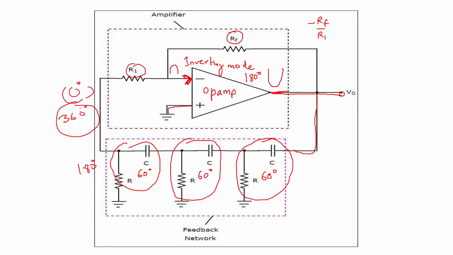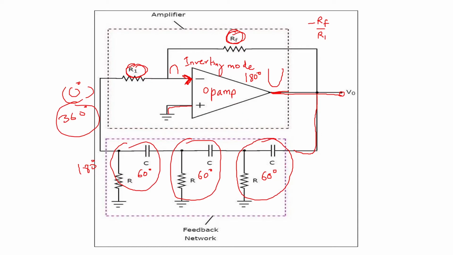So this is the first condition we have maintained. And the second condition: we will see that the gain of the amplifier, which depends upon the RF and R1 resistors, will be equal to the reciprocal of the gain of this feedback network. So whatever the gain of the feedback network, that reciprocal should be the gain of the inverting amplifier.